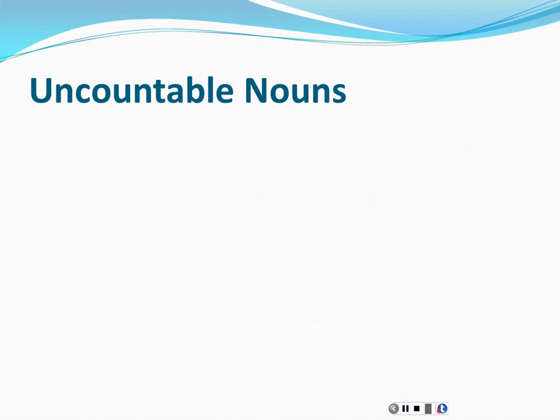On the other hand, we have uncountable nouns. What do we mean by uncountable nouns? أسماء غير معدودة, أسماء لا يمكن عدها. We can't say, for example, one or two or three. So let's go and discuss the details of uncountable nouns.